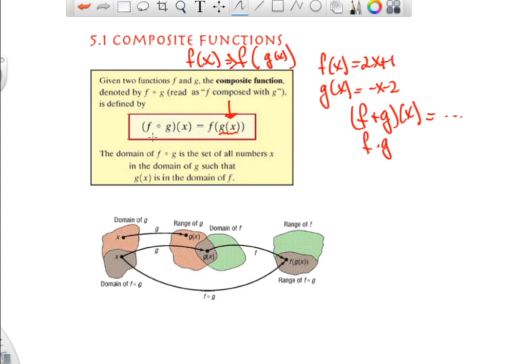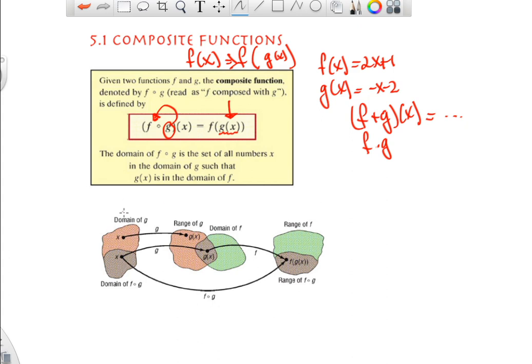You could also say f of g, and f composed with g is actually when you put g into f, so it's sort of backwards. g is going to go into f. The domain for this new expression is the set of all numbers x in the domain of g such that g of x is in the domain of f. That's a little bit harder to follow along, so let's see what that means in pictures.